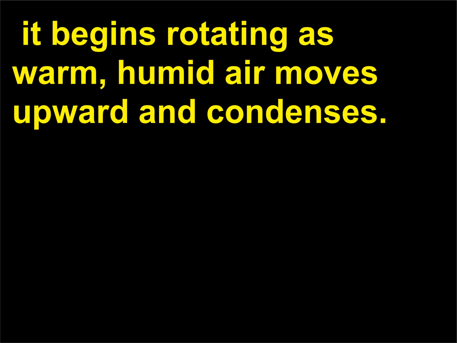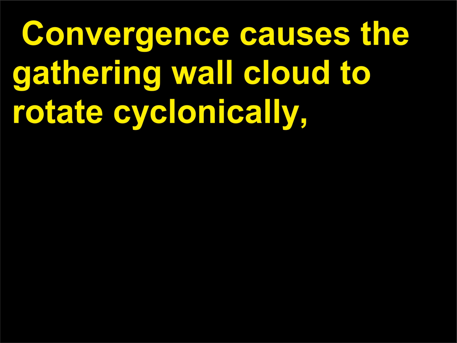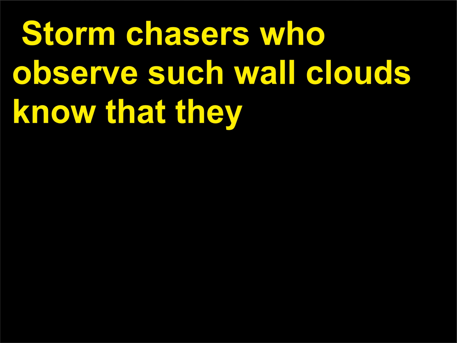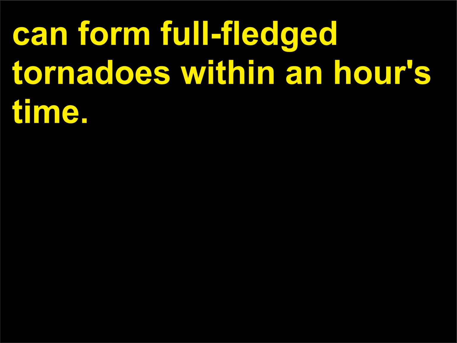Convergence causes the gathering wall cloud to rotate cyclonically, though slowly compared to the tornadoes it could form. Storm chasers who observe such wall clouds know that they can form full-fledged tornadoes within an hour's time.